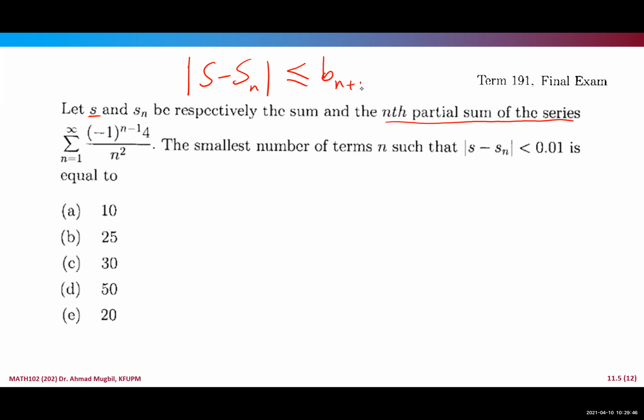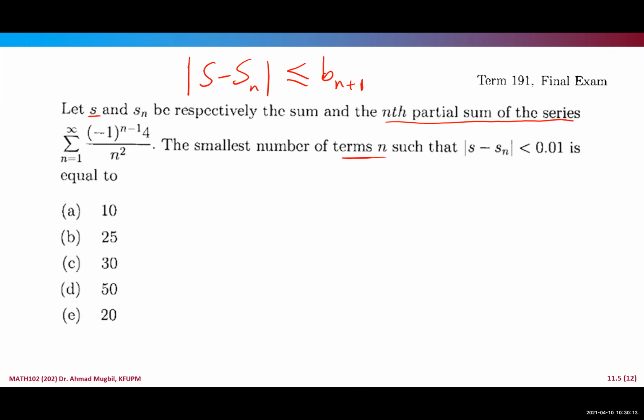Okay? Because it is alternating. If it is not alternating, you cannot do that. Then the smallest number of terms n needed such that... he is asking about here the number of terms, or n, because in some questions they ask about n. Here they ask about the smallest number n.